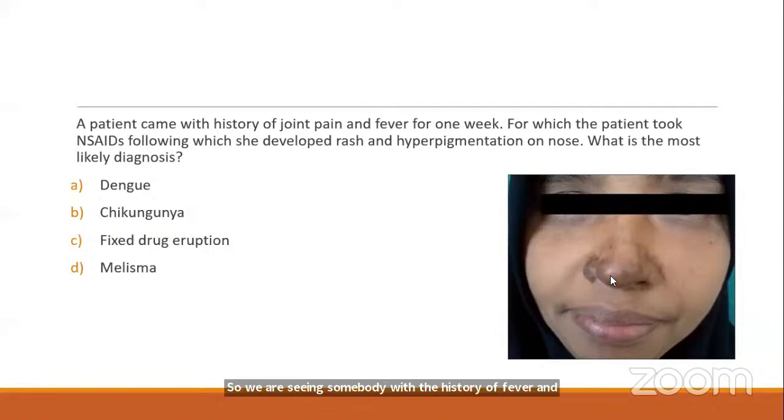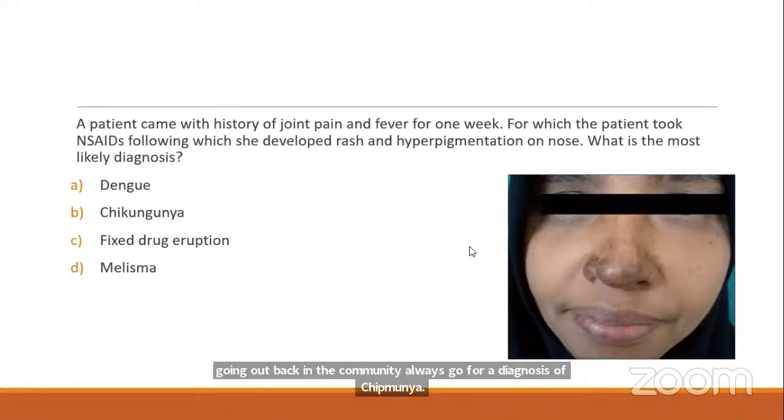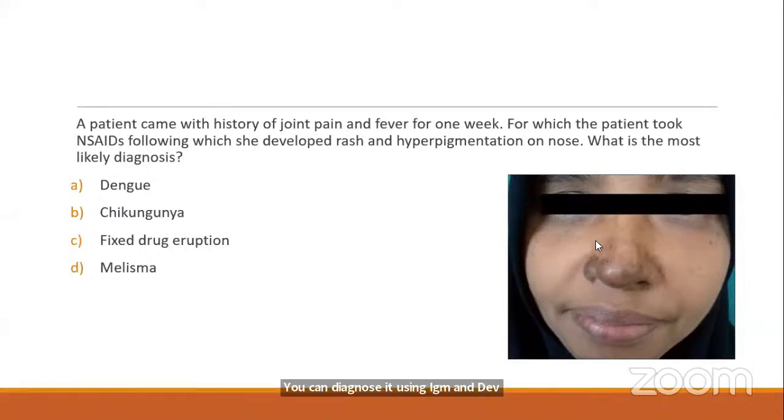Whenever there is an outbreak of chikungunya in the community, always go for a diagnosis of chikungunya. You can diagnose it using an IgM antibody assay. Chikungunya was a disease which was previously there in our country, but it was silent for some period of time.